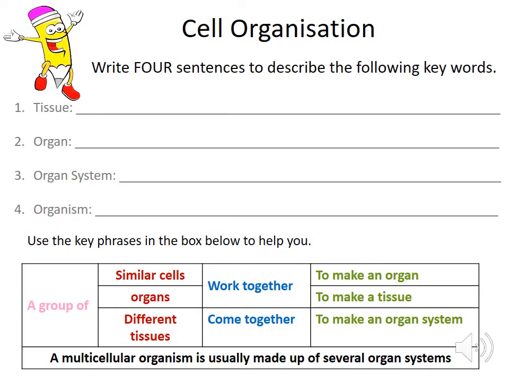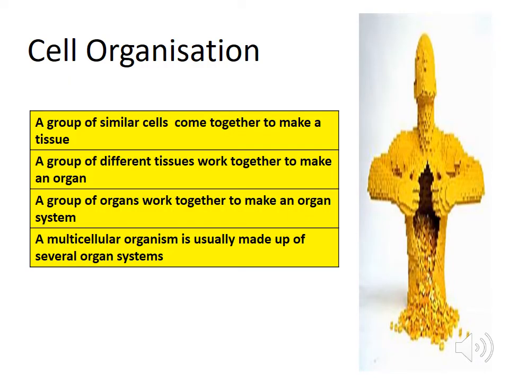Right, so let's see if we're right. So have we said that a group of similar cells come together to make a tissue? And a group of different tissues work together to make an organ. A group of organs work together to make an organ system, and a multicellular organism is usually made up of several organ systems. And we are going to look at one of these organ systems next time when we look at digestion.